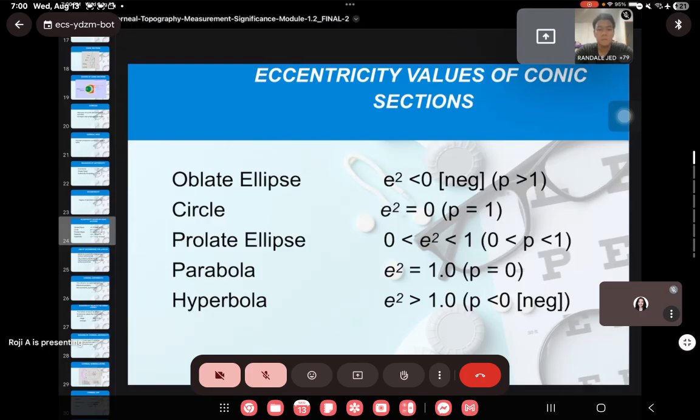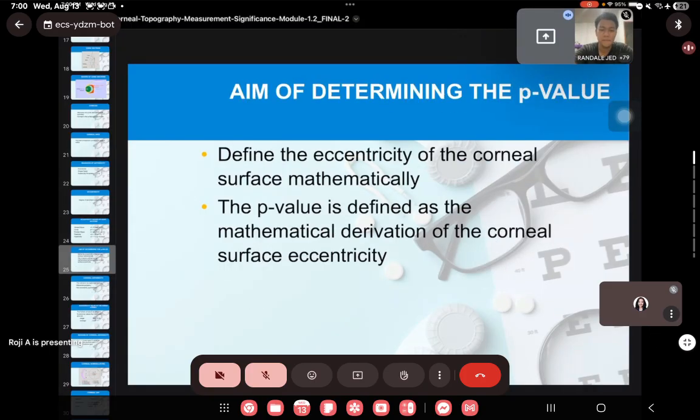Clear? All right. So the aim of determining the p-value is to define the eccentricity of the corneal surface mathematically. That's why we solve, right? We make use of the data. We extrapolate and we compute, right? The p-value is defined as the mathematical derivation of your corneal surface eccentricity.